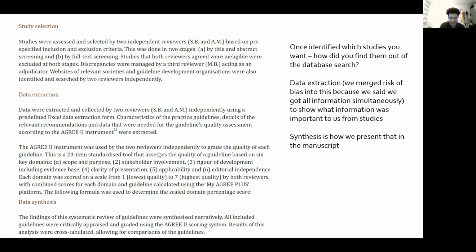So practice guidelines, relevant recommendations, data that was needed for quality assessment as per the risk of bias tool. We specified what the risk of bias tool is. I think that's just helpful. It's good practice to show, because the AGREE tool is very specific. It's only used for appraisal of clinical practice guidelines. It's not something you'll see every day like Cochrane risk of bias. So it's important to cover because most readers might not have ever heard of it. So it's good to cover.